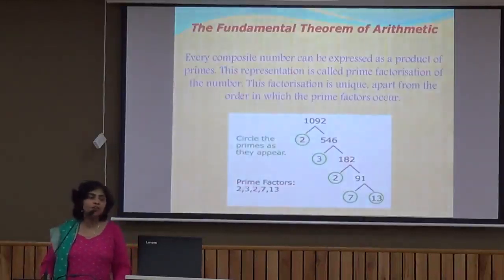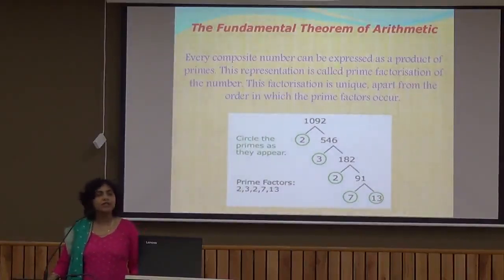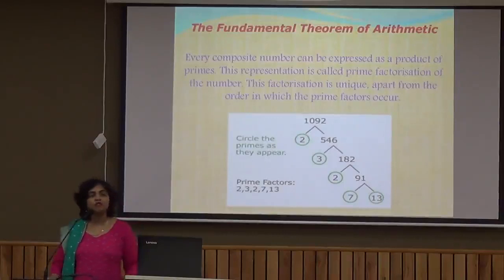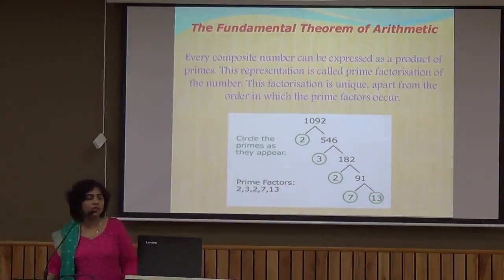Now comes our fundamental theorem of arithmetic. This theorem says that every composite number can be expressed as a product of primes. This representation is called the prime factorization of the number, and this factorization is unique apart from the order in which the prime factors occur. So we can write the prime factorization of any composite number in any of the forms. Let's see an example, 1092.